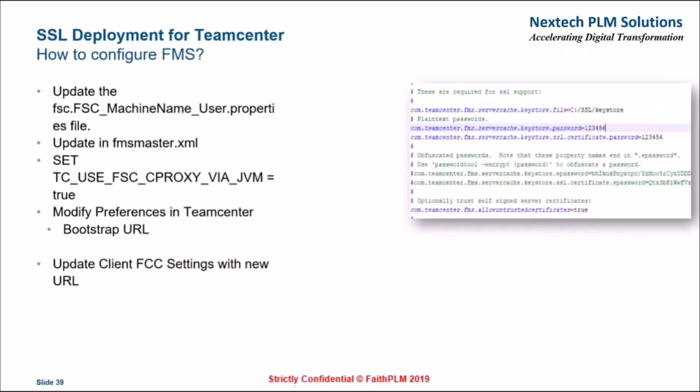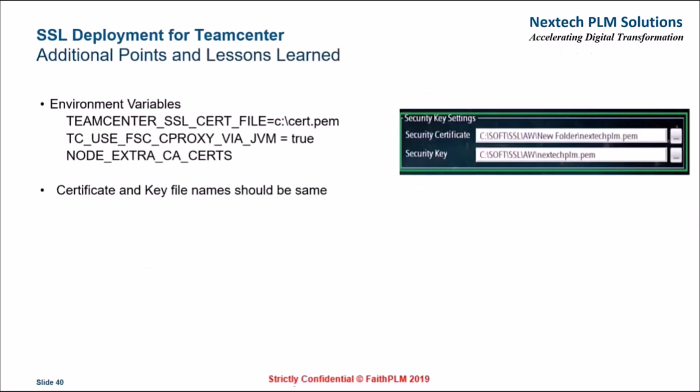So then, how to configure FMS? We can configure our FSC service also. We need to update the user property file, the FMS master, and set some environment variables and preferences, and the client setting as well. Then our FSC will be converted into HTTPS format.